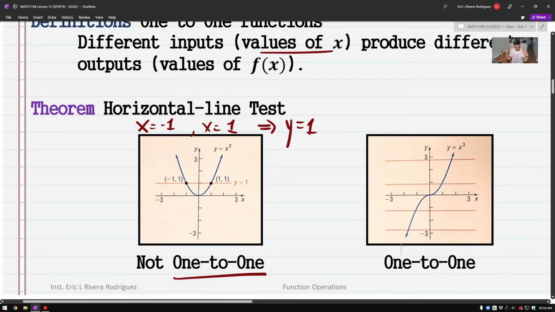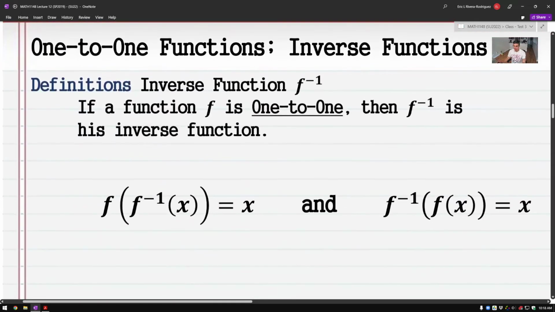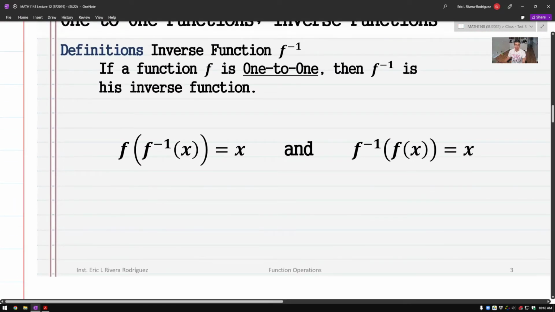So why is a one-to-one function important? Because what we are going to focus on depends on one-to-one functions. We are now going to learn how to find inverse functions. But to find an inverse function, we need to have a one-to-one function first.